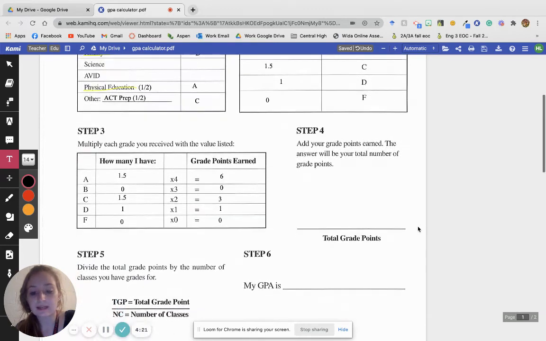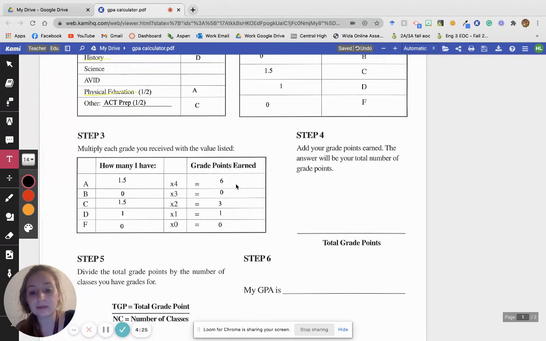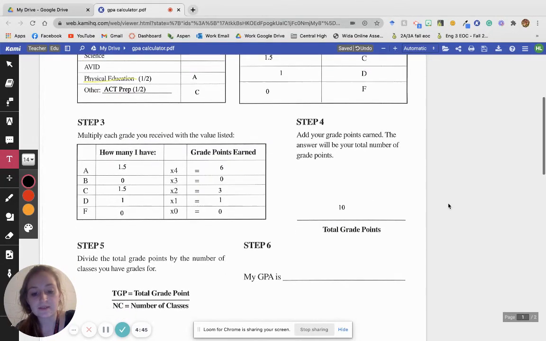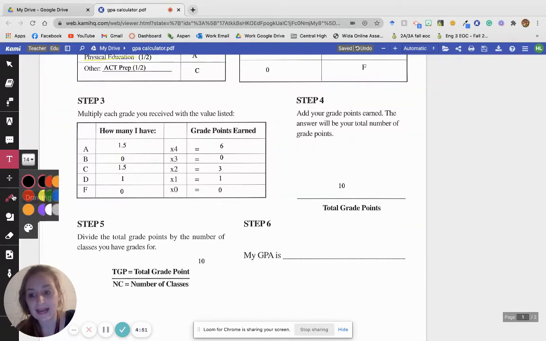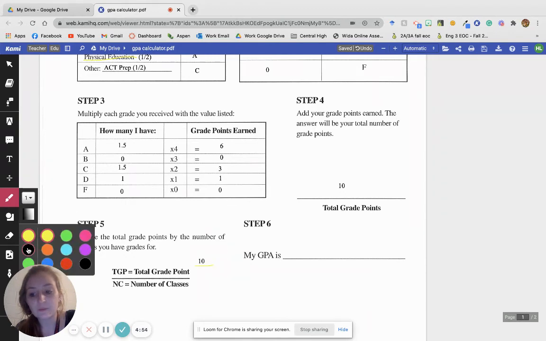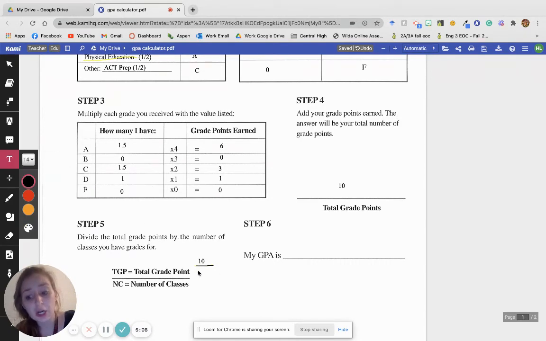So the next part you're going to do is add up the total number of points here. So we're going to do 6 plus 0, which is 6, plus 3 is 9, plus 1 is 10, plus 0 is 10. So we have a total of 10 grade points added together. So now we're going to take this and divide our number by the number of classes that we have. So remember that we have half credit classes. So half credits only count as half of a class. 0.5 plus 0.5 is 1. So really, you only took 4 classes.